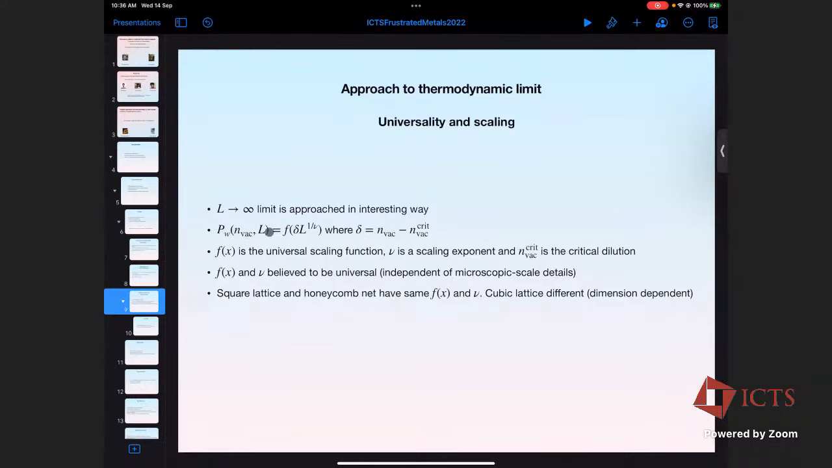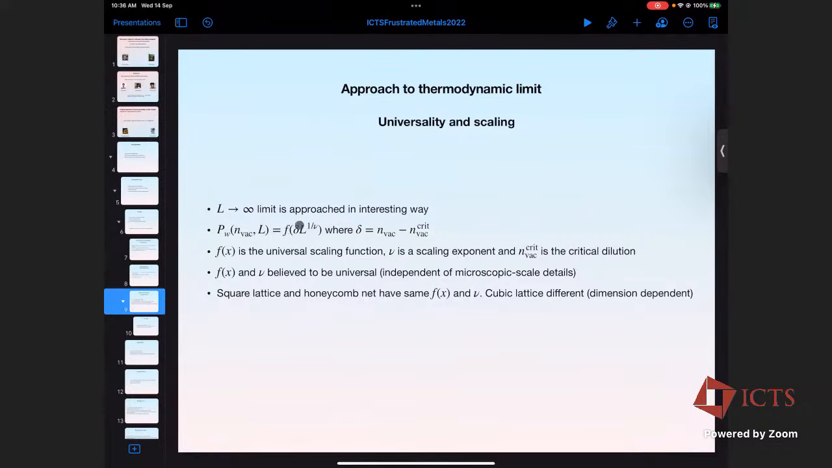This function, which is a function of 2 variables, now collapses into a single function of a scaling variable of the type we are familiar with in regular phase transitions, where delta is the deviation of the dilution from the critical dilution, and there is some power of L. And the right way to think about this, of course, is to say that there's a correlation length in the system, which is diverging as 1 over delta to the power nu.